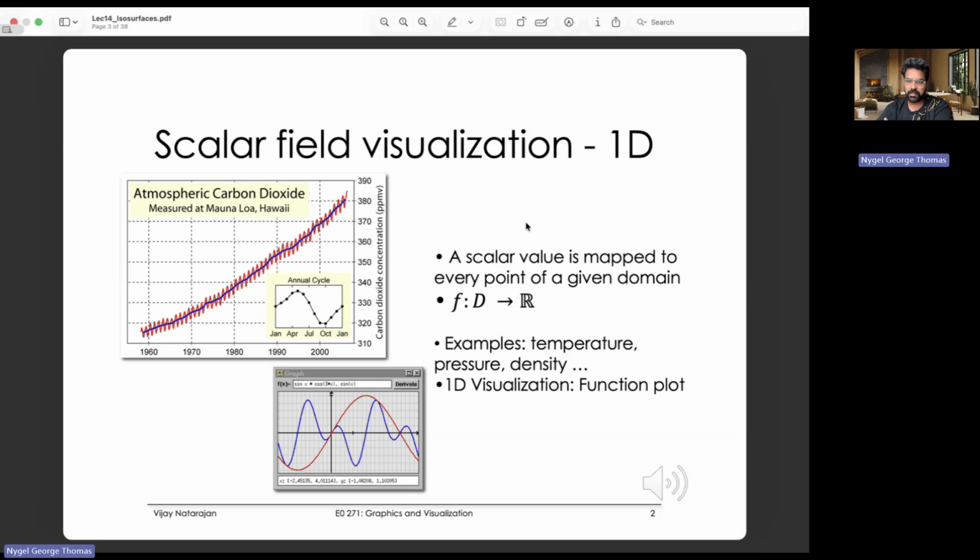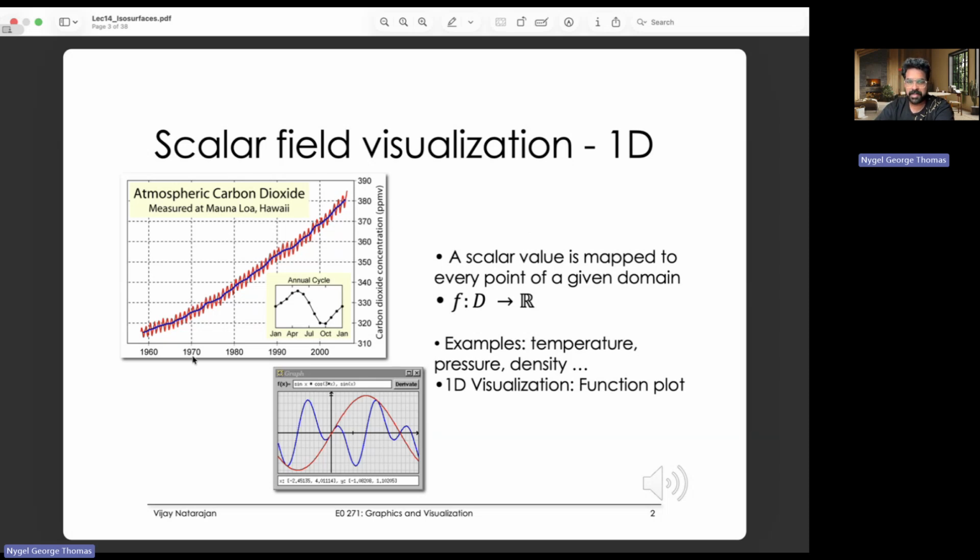So let's look at what is the definition of a scalar field. A scalar field is a function from a domain. It's a real valued function from D to R, and a scalar field is mapped to every point of a given domain. So with every point in the particular domain, we are associating a corresponding real value. Some examples of scalar fields are temperature, pressure, density, etc.